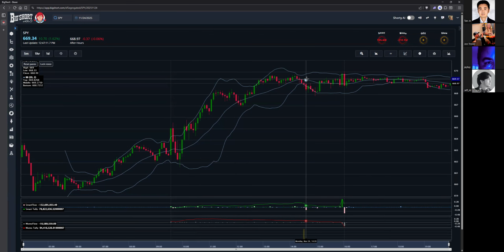Just buy the dips and have faith that whatever dip you buy, it's going to hit the high of day, or at least very close to the high of day, sometime during power hour. Okay, next.